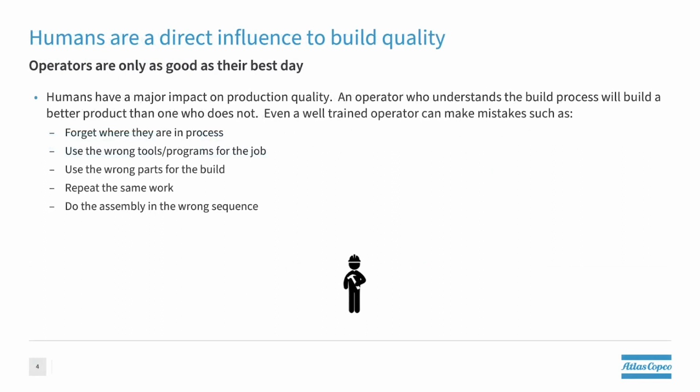Some of those mistakes may be forgetting where they are within the build process, which could result in multiple missteps, using the wrong tools and or programs for the job, which could result in a product built outside of its design specifications, using the wrong parts for that specific build, repeating the same work sometimes more than twice, and performing the work in the wrong order.